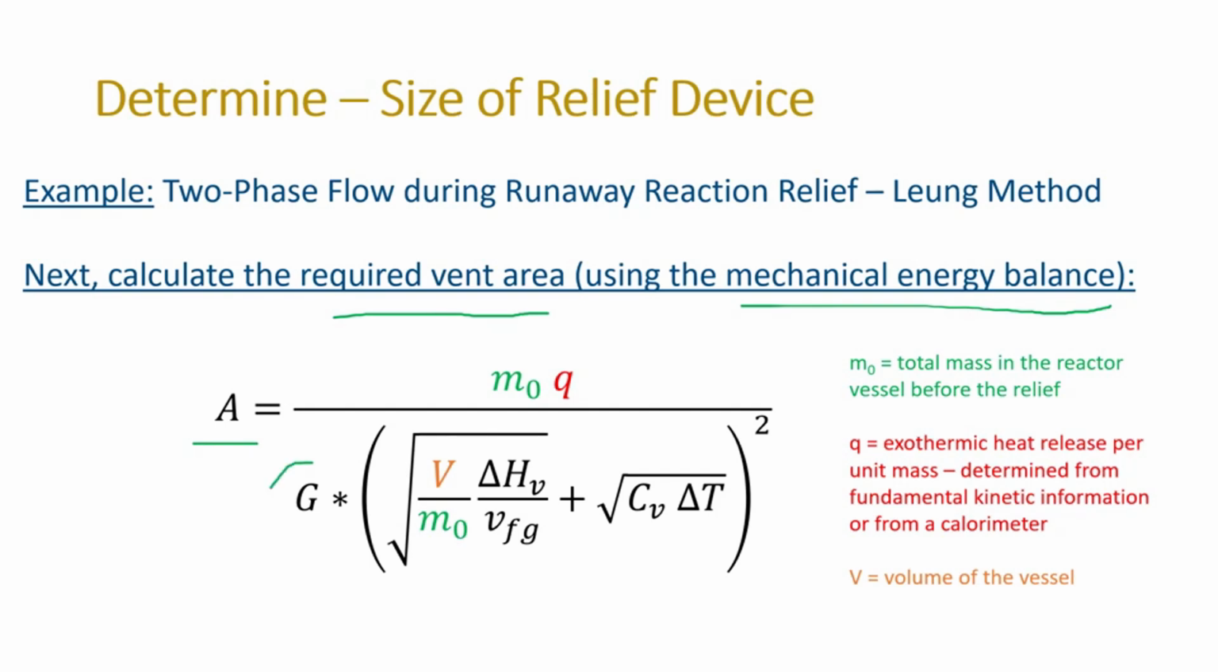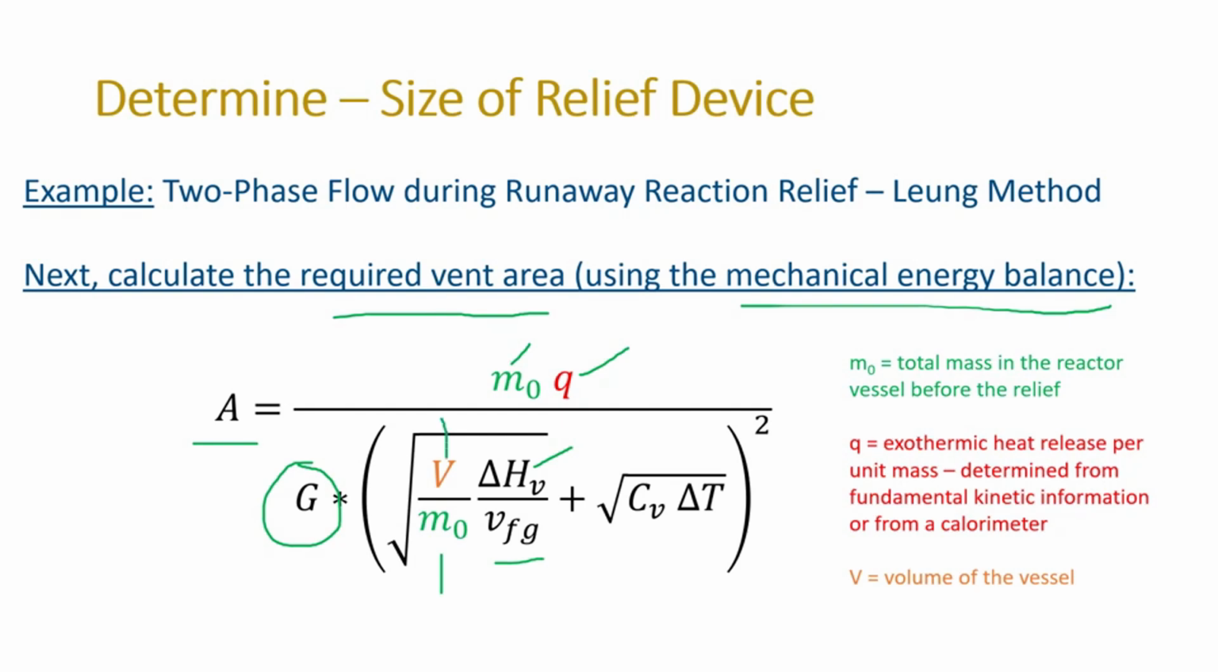And you'll recognize first, here's the mass flux that we need. Again, it's mass per area per time. We see some other terms familiar from the previous slide, like the heat of vaporization and the change in the specific volume of the fluid as it is flashed. And a few other new terms we see are this m sub 0, that is the total mass in the reactor vessel before the relief. We see this term little q, that stands for the exothermic heat release per unit mass, which can be determined from fundamental kinetic information or from a calorimeter. Again, think of what we learned last week in this course. And V is the volume of the vessel.